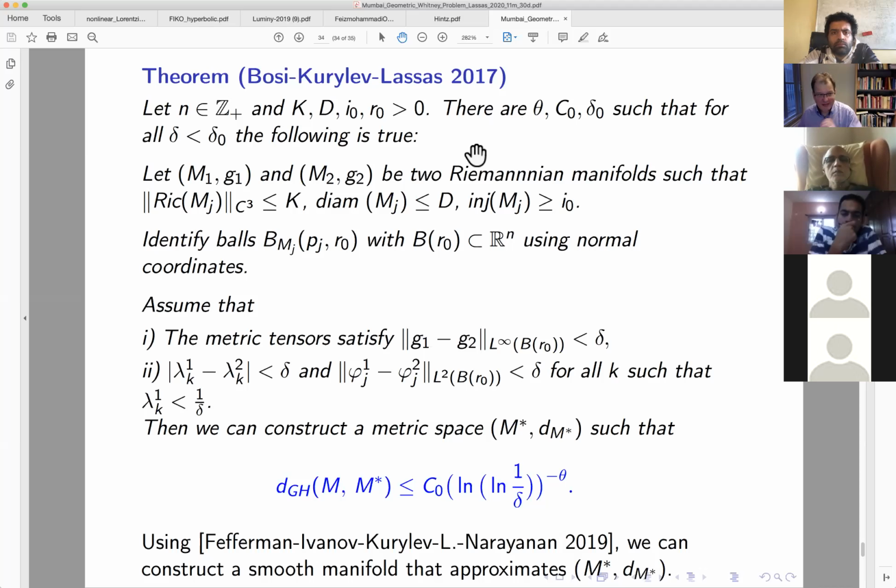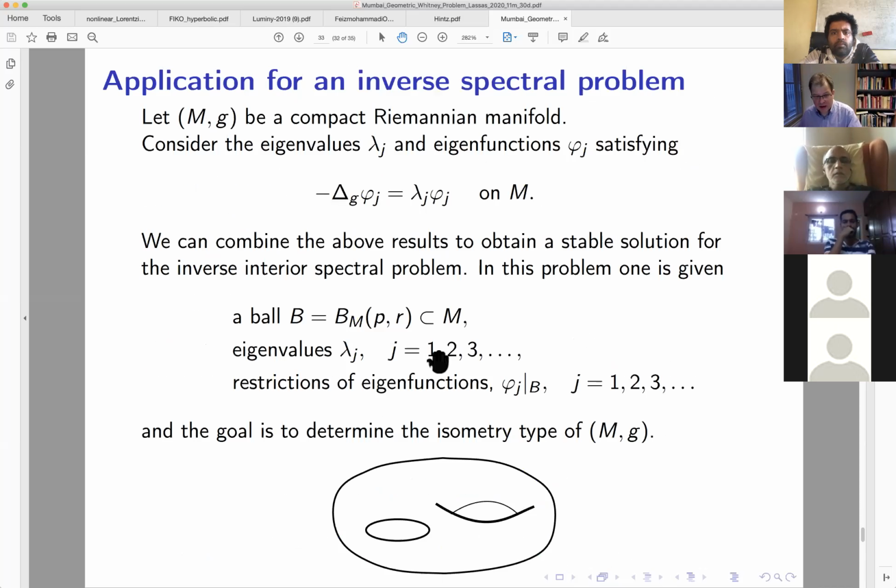Following is the following. So if the errors in the data are small enough, then if we are given two Riemannian manifolds, such that the three derivatives of the Ricci curvature is bounded, the diameter is bounded, the injectivity radius is bounded, and then to formulate the problem, let us identify the balls of these manifolds with balls in Rn using normal coordinates. So we assume that we are in this picture, and we consider local coordinates in this ball.